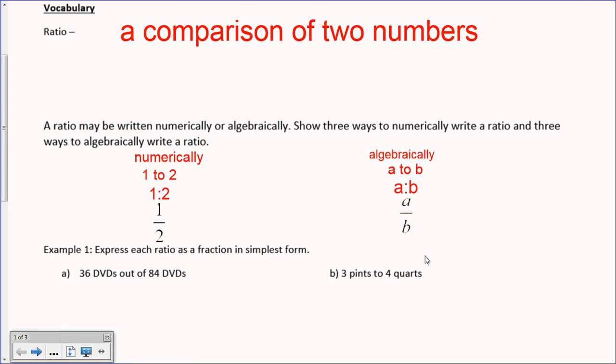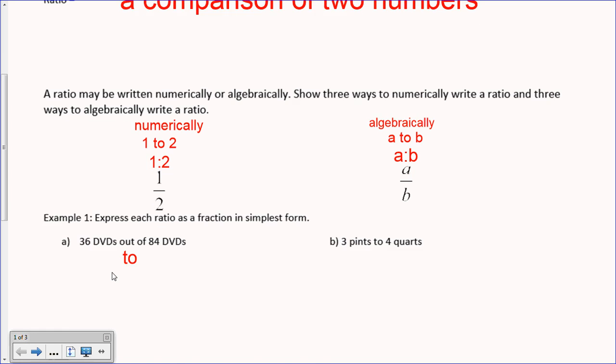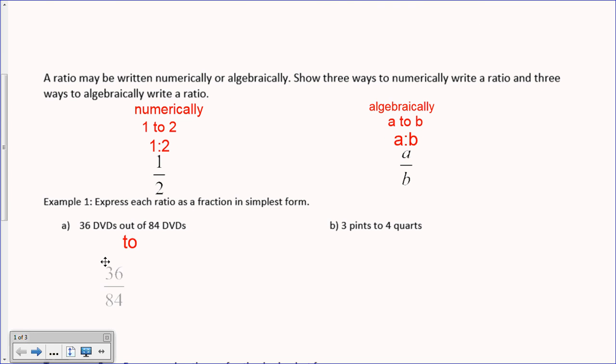So example 1, we're going to go ahead and express these ratios as a fraction in simplest form, okay? So we have 36 DVDs out of 84 DVDs. Out of means compared to the total, okay? So it still means "to." So 36 DVDs to the 84 DVDs that we have total, okay? So we go ahead and write it as a ratio just like that. 36 over 84. We write 36 on top because it came first, 84 came second, so it's on the bottom.